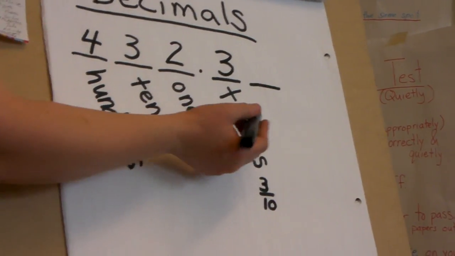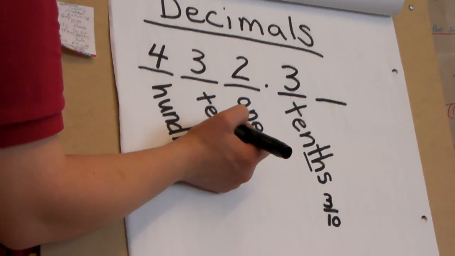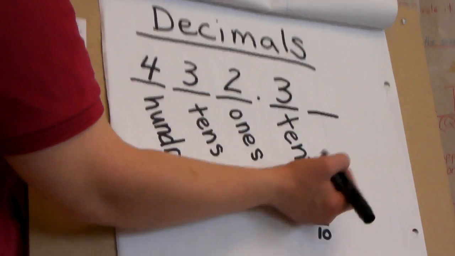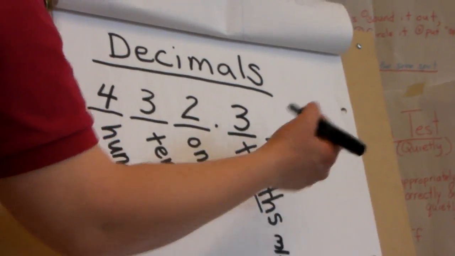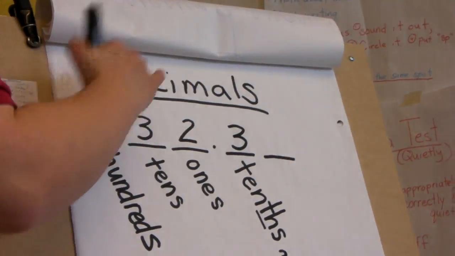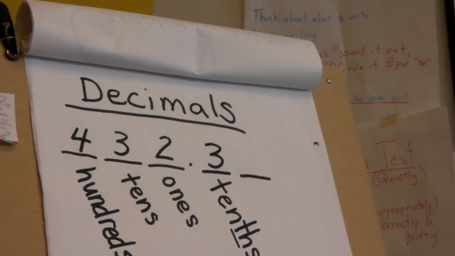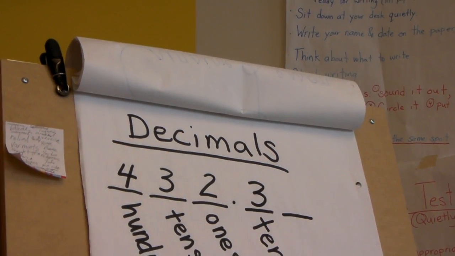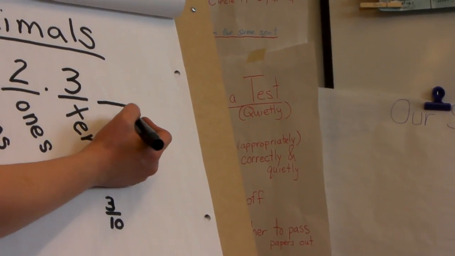Okay? Now, if this place is tens and this place is tenths, does anybody have any idea what this place might be? Okay, I'll tell you, it kind of looks like a mirror, except the TH. It kind of looks like a mirror. Does anyone have any thoughts about what this place might be? Yes? A hundredth. Hundredths. Good, very good.